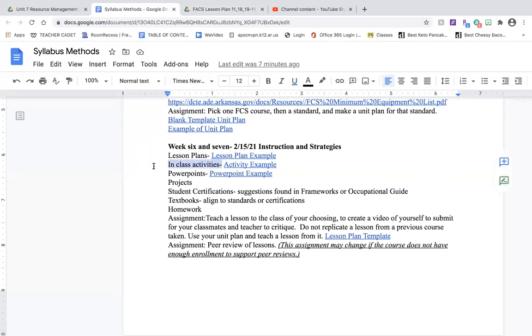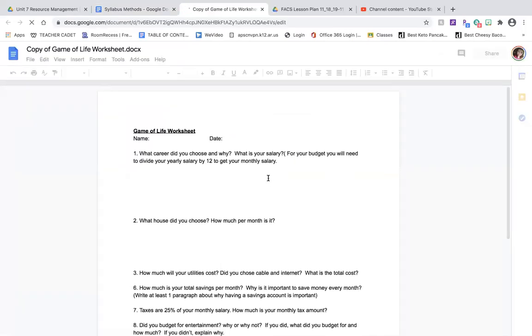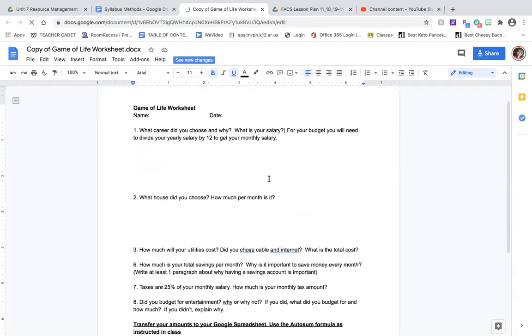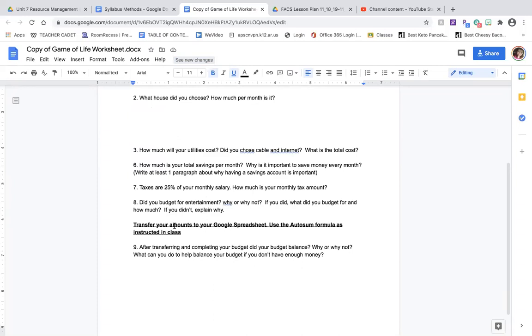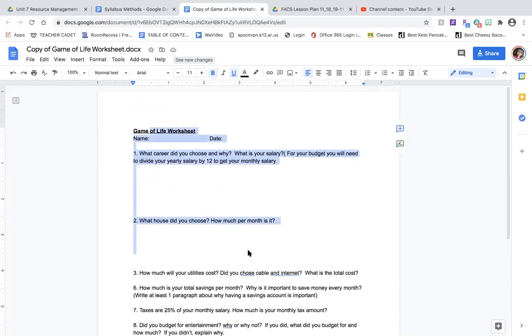In-class activities: I'm going to show you an activity that aligns with this same unit I just showed you. This is a worksheet. Since we're talking about finances, I would let them play Life or Monopoly in class. But then I also want them to understand why we're playing Monopoly or Life. Why are we playing board games in class? It has to do with managing money.